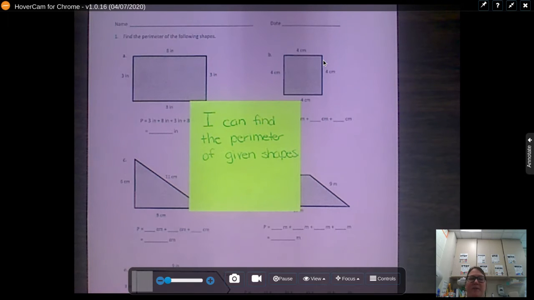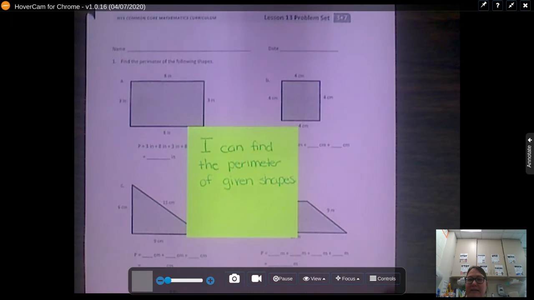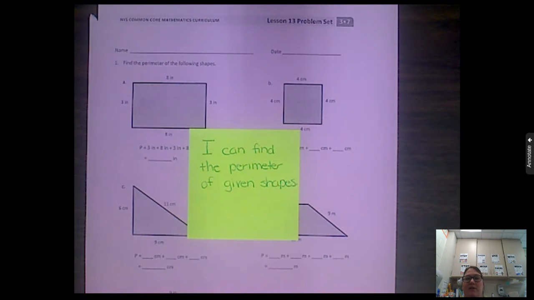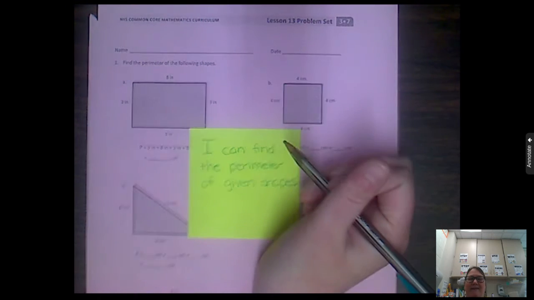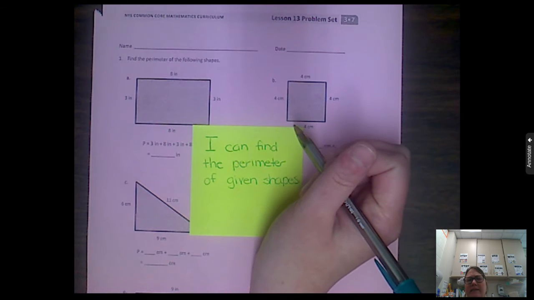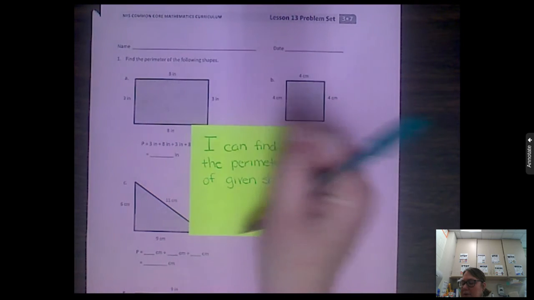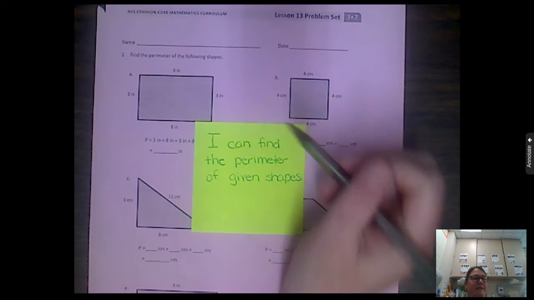Hi, third graders. Today we are going to work on math lesson 13 of our unit 7. So we have been working on perimeter, and if you remember, perimeter is the distance around the outside of a shape. Last time we found the perimeter of the outside of the sticky note.